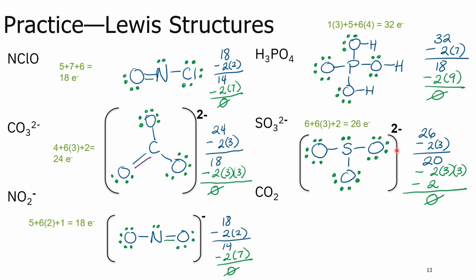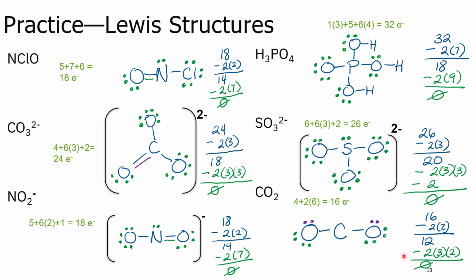Finally, let's draw carbon dioxide, CO2. There are 16 valence electrons. Place the carbon in the center and connect it to oxygen with single bonds. The 2 bonds use 4 electrons, leaving 12 electrons. Distribute the remaining electrons to the oxygen atoms.